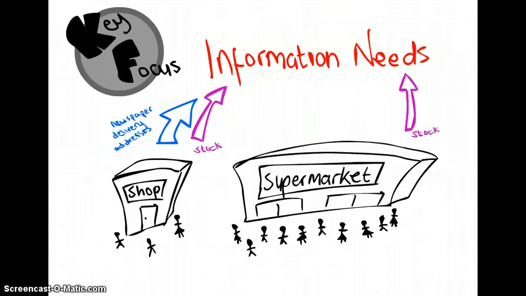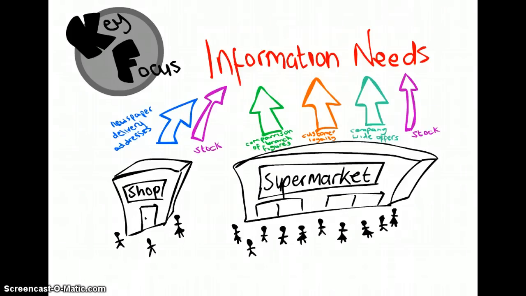It's an information need. However, similar organisations, depending on different factors, for example size, will have different information needs. So for example, a supermarket might want to have comparison figures of different branches within a national region. They might also want to know about customer loyalty. They might want to know about company-wide offers. So if we look at customer loyalty, supermarkets might implement a loyalty card system, whereas you wouldn't tend to find that with a local shop. And company-wide offers, that's not something that a local small shop would probably need to worry about in terms of information needs.